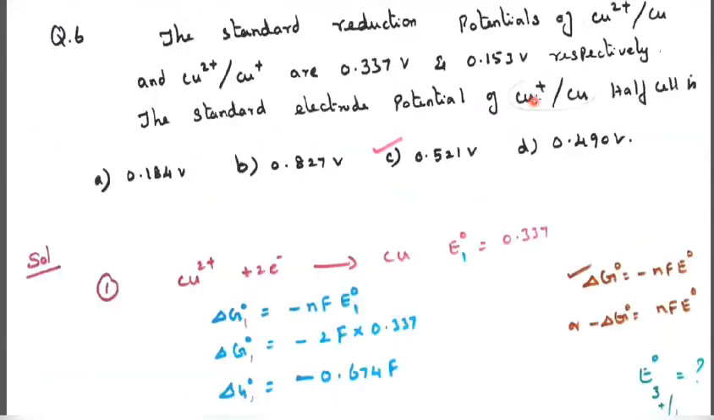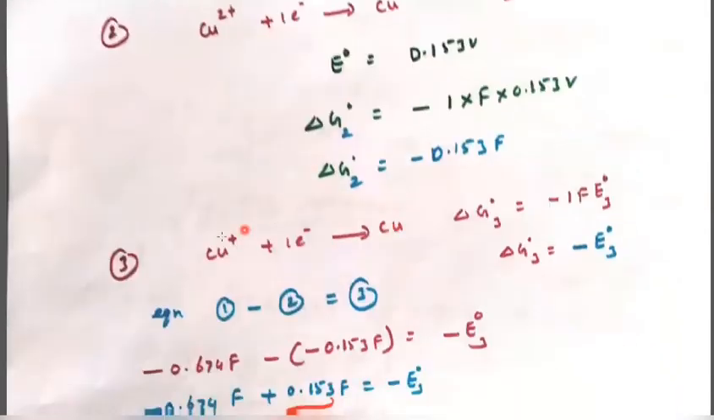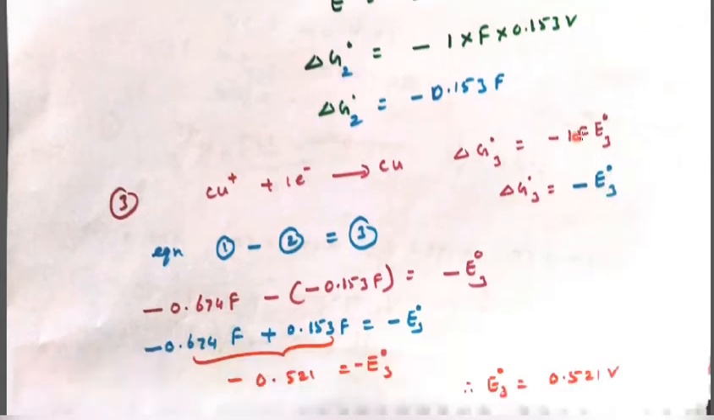Then the third option, Cu+ to Cu. Here +1 and here 0, the difference is 1 electron, put near the higher oxidation number side. So this is also reduction. Delta G naught 3 equals minus 1 F E3 naught. E3 naught value is not given, we should calculate only that.